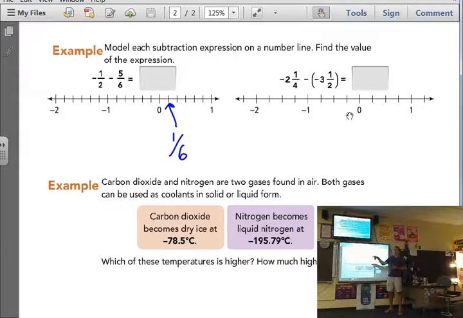So how many sixths do I need to go to have a half? How many sixths do I need to go for a half? Andrew? 3, right? Because 3/6 equals a half, because I could reduce this.